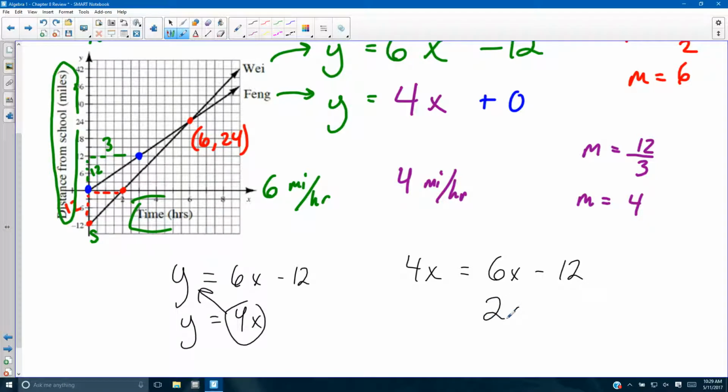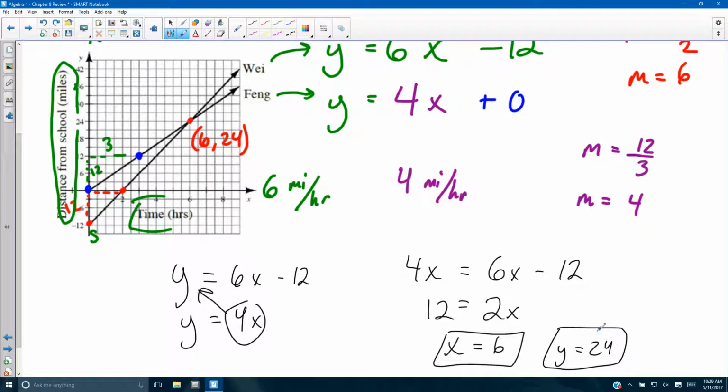This is substitution. Subtract 4x, add 12. Divide by 2, and we get x equals 6. Notice how we get the same x value as we did right here, the same x answer solving it algebraically. How do we get 24? You plug in 6 for x in either equation. 4 times 6 is 24 for y. 6 times 6 is 36, minus 12 is 24 for y. You get y equals 24, and that answers your question.